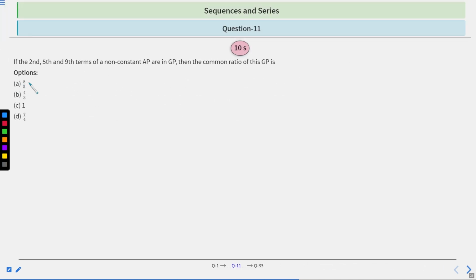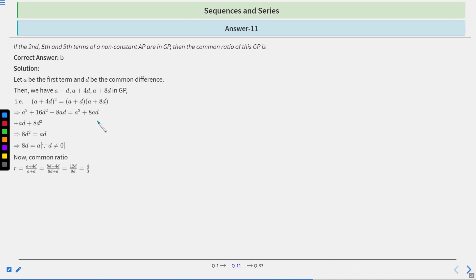Question number 11. If the second, fifth and ninth terms of a non-constant AP are in GP, then the common ratio of this GP is. So let's move to the solution after 10 seconds. Okay. So let A be the first term and D be the common difference. Then A plus D, A plus 4D and A plus 8D are in GP because the second, fifth and ninth terms are in GP.